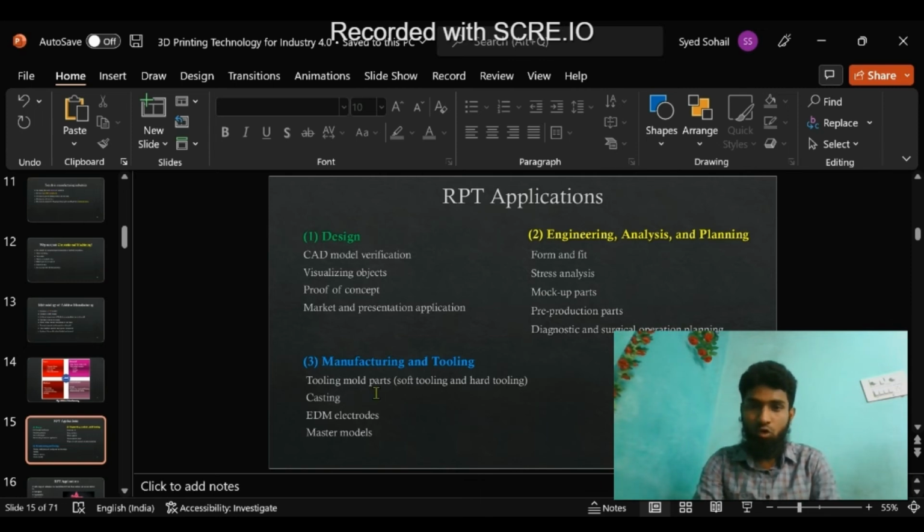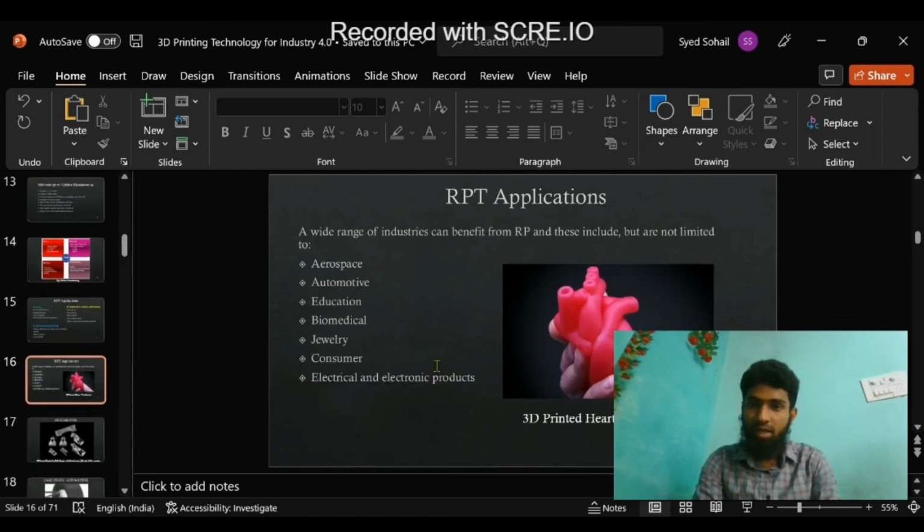Manufacturing and tooling, as I said: tooling, mold parts, soft tooling, and hard tooling. Basically, you create a tool, and based on that, we 3D print one component, and with that component you create a mold so that it can be used again and again. Casting, EDM electrodes, and master models are also being 3D printed. Applications include aerospace, automotive, education, biomedical, jewelry, consumer, and electrical and electronic products.